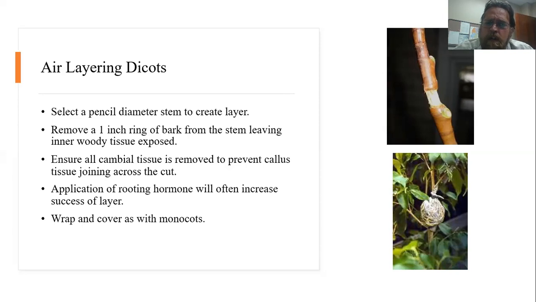And oftentimes, we will apply a rooting hormone similar to Rootone or one of the auxin-based rooting hormones that is going to help produce roots for this layer. And then you're going to wrap it the exact same way as you would with monocots. The time it's going to take is roughly the same, in that same 3 week to 7 week period. Just come back and check and make sure you have root development. Cut below where you're creating a layer, and go ahead and put that into a pot.